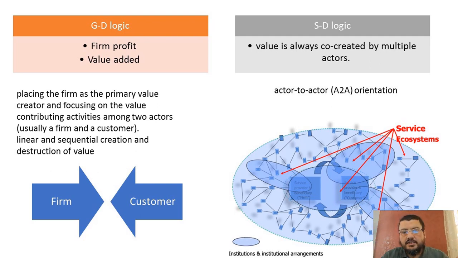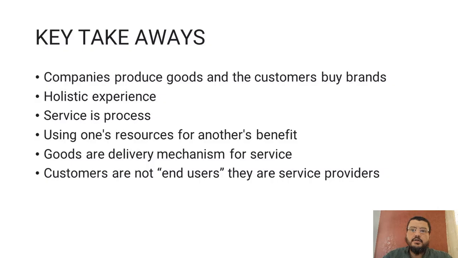Okay, the service ecosystem perspective emphasizes that value unfolds over time among a whole host of actors, not through the activity of a single actor or between a firm and its customers. So here are our key takeaways. Companies produce goods and customers buy brands. Apple with iPhone, Samsung with Galaxy.